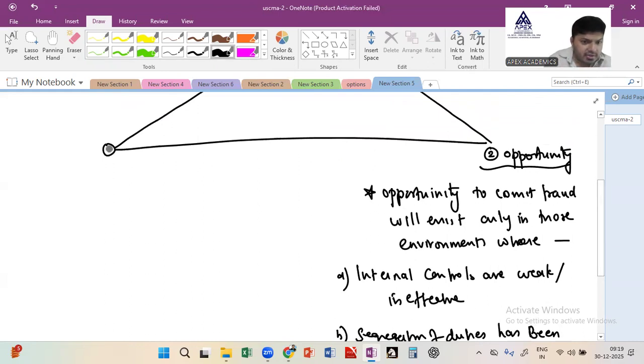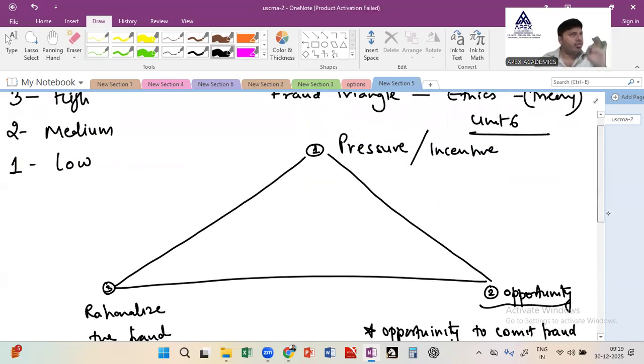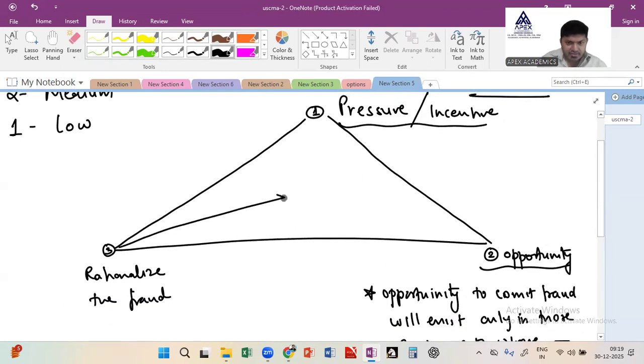The third is your ability to rationalize the fraud. If these three things are there, you have a fraud triangle. What is the first one? Pressure or incentive. Second is opportunity to commit the fraud. And third is to rationalize the fraud. If all of these three items are there, they will result in fraud.